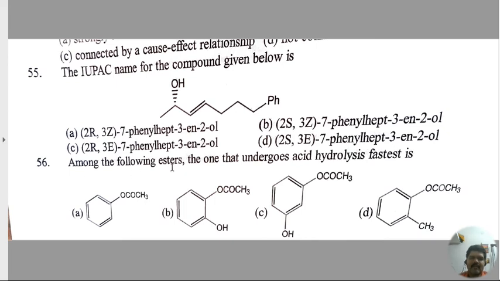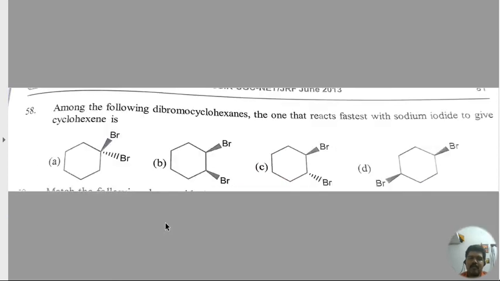Now look at the next question. Among the following esters, the one which undergoes acid hydrolysis faster. See, ester, this is all OCOCH3. This will be converted to OH, and this will be facilitated by the neighboring group. Here there is no neighboring group. Here there is a neighboring OH group which can facilitate the hydrolysis. But since here OH is very far, here also there is no OH group which can contribute to the ester hydrolysis. So an OH group can contribute to ester hydrolysis through hydrogen bonding. Okay, so here option B is your right answer, neighboring group participation.